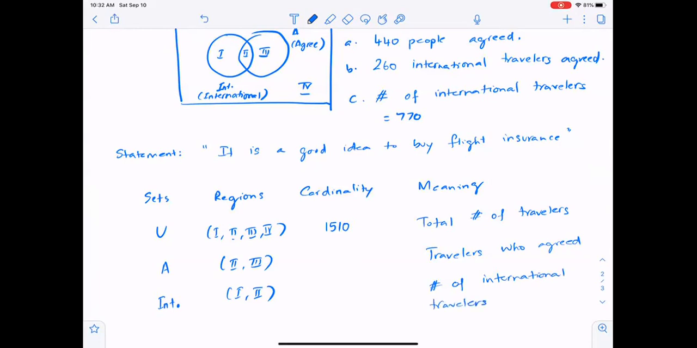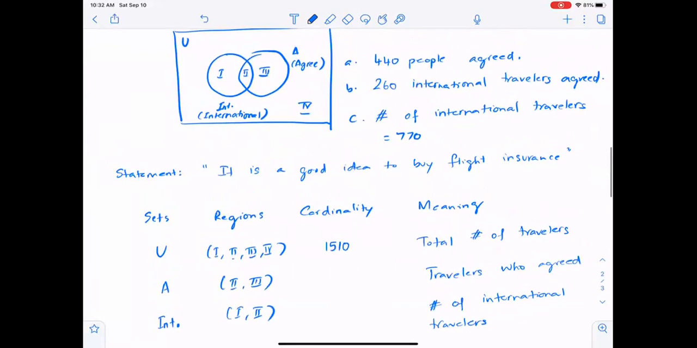So set A contains regions 2 and 3. The cardinality is given to us, 440 people. International would be the 770 that is given to us. The region would be 770.